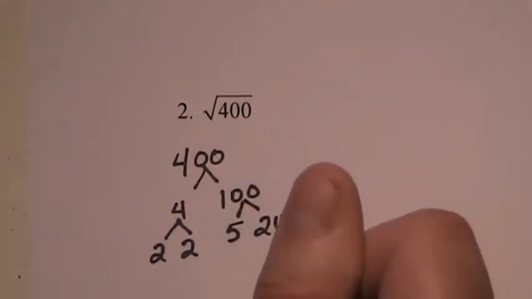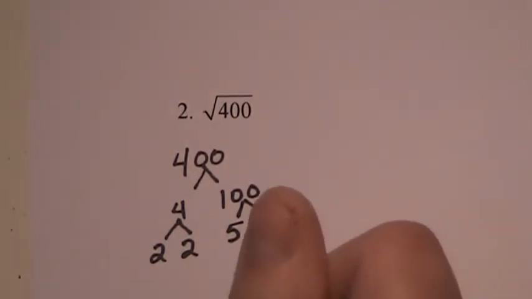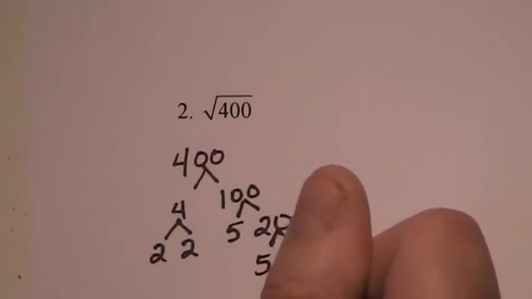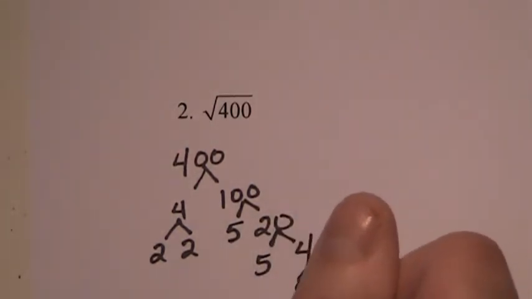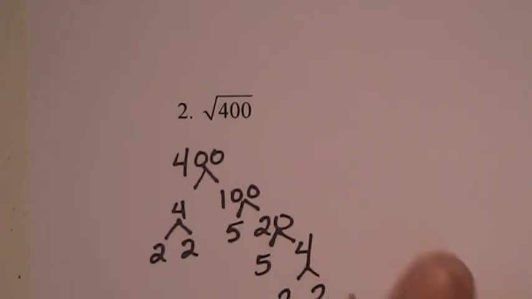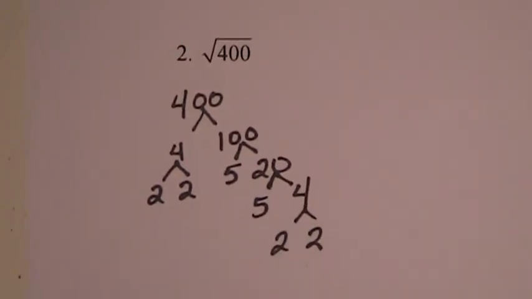However, 20 isn't. So as we go to look at that, I'm going to go with 5 times 4. You could have done 2 times 10. And then 4 is 2 times 2. Okay, so there's our prime factors.